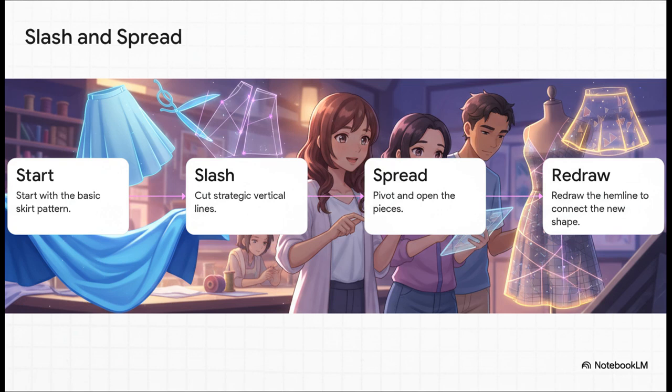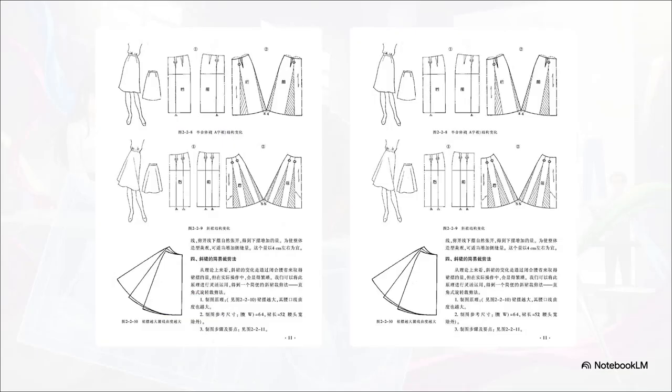You take your basic pattern, you make a few strategic vertical cuts, those are your slashes, and then you pivot those pieces apart, spreading them open to add way more volume at the bottom. And boom, here's what happens.